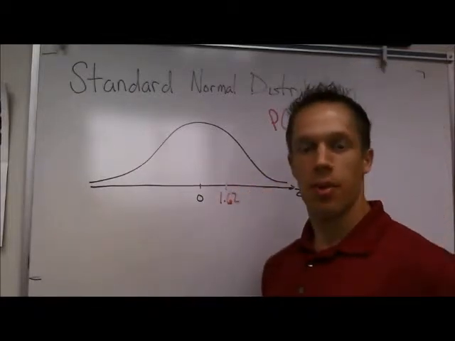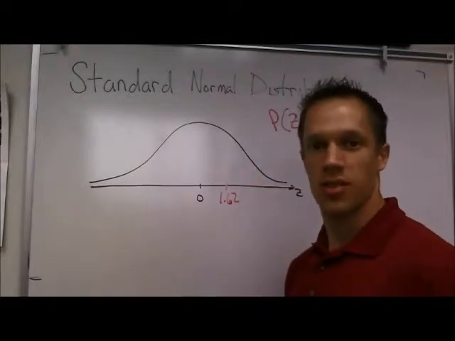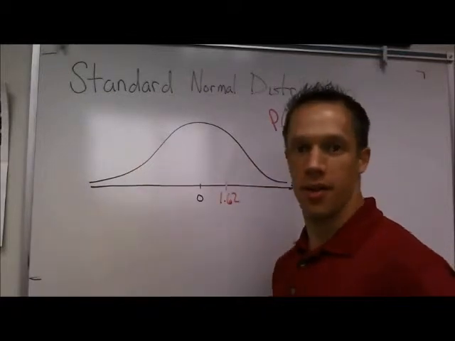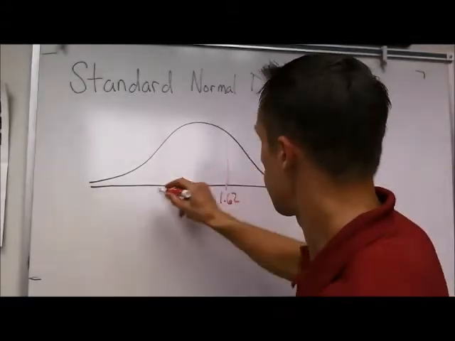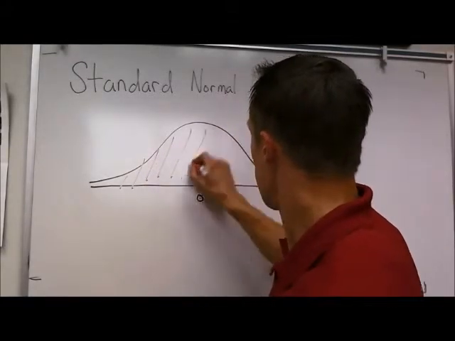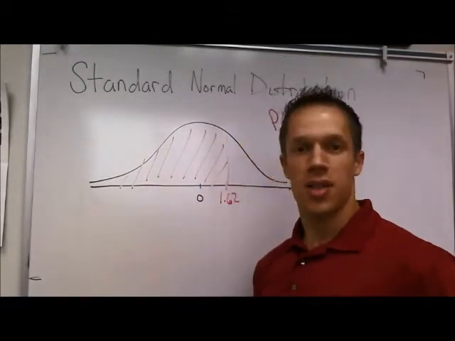And since I'm looking for the probability that z is less than 1.62, I'm going to shade to the left under my bell-shaped curve. So I have a shaded region that looks like this.